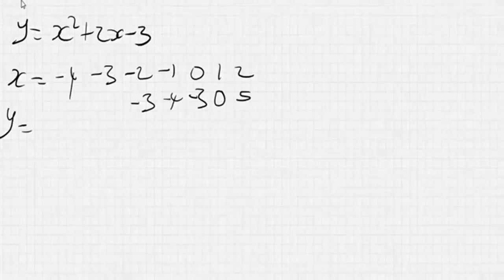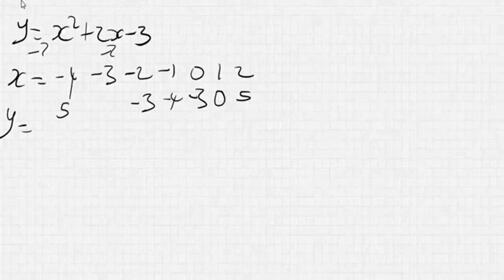Basically, all we have to do is plug them in. Let's take the value of y when x is negative 4. When we plug in negative 4 for x, negative 4 squared gives us 16. Then 2 times negative 4 gives us negative 8, so it's 16 minus 8, which gives 8. 8 minus 3 gives us 5. So when x is negative 4, y is 5.